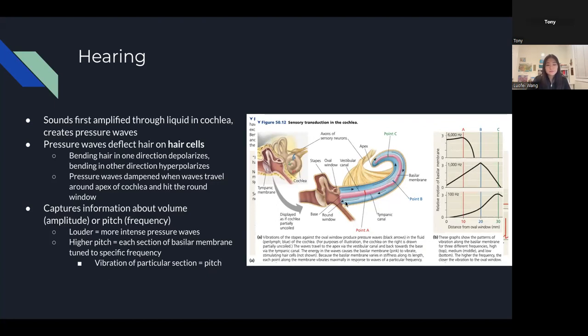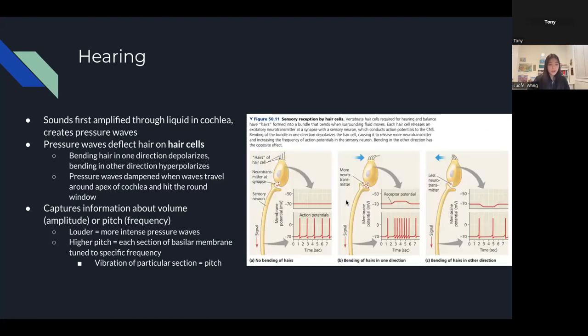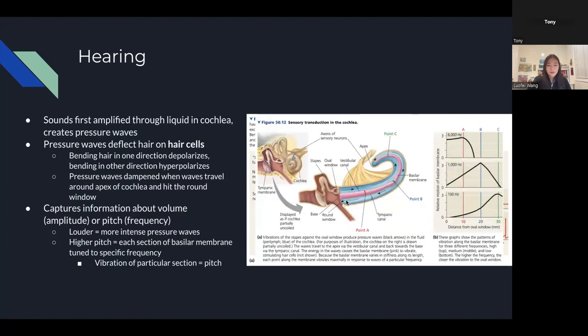The movement of the hair cells captures information about the volume, which is the amplitude of the waves, and also the pitch, which is the frequency of the waves. So louder sounds are correlated with more intense pressure waves, and higher pitch is detected when each section of the basilar membrane vibrates differently based on different frequencies.